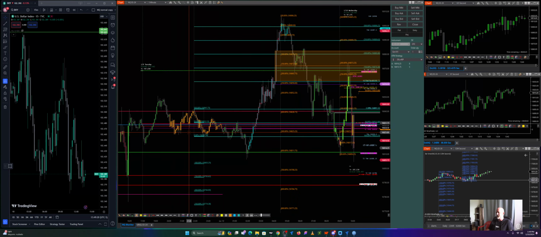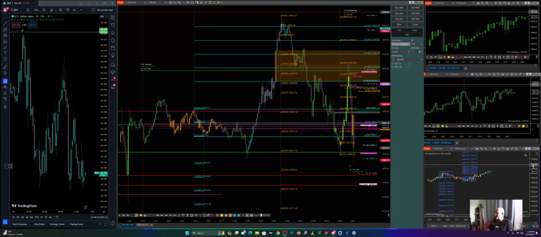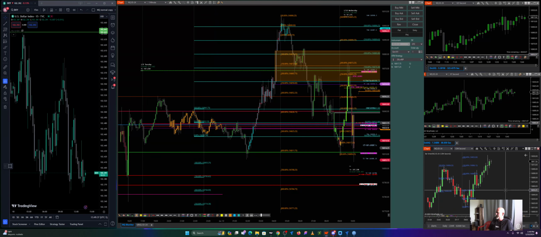When London takes out both sides of the Asian range, typically you can see a very choppy day. That's something that you've notated and are aware of, kind of like a balancing day. So we can expect that for the majority of today's trading.